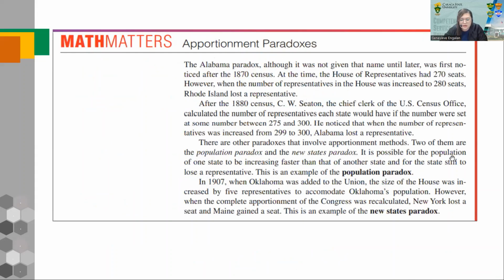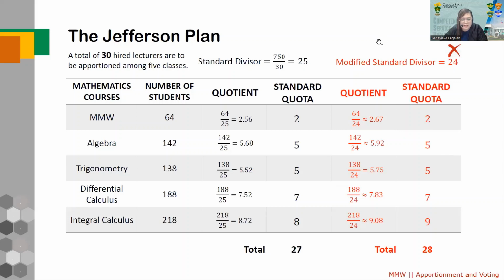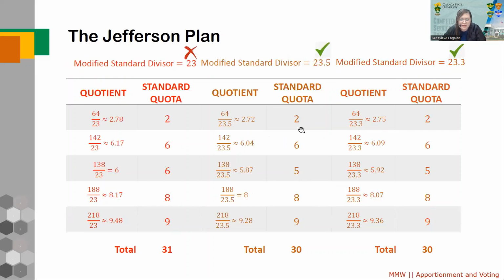Okay? The Jefferson plan is trial and error on the modified standard divisor. We will change our standard divisor, which becomes the modified standard divisor. For example, we need to hire 30 lecturers, but our standard quota using the standard divisor totals 27. So we change the modified standard divisor to find one where the total of our standard quota is 30.